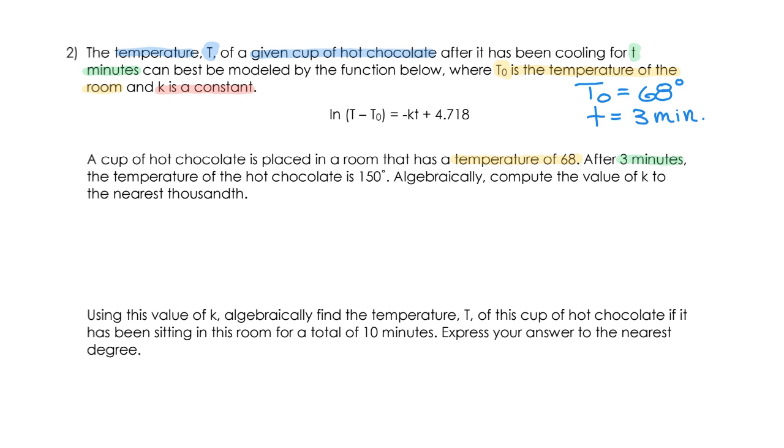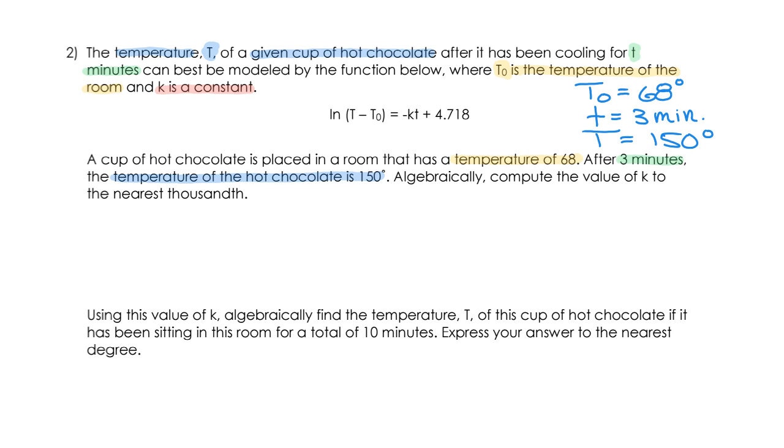Okay. And then they said the temperature of the hot chocolate is 150 degrees. So if we go back up, I believe that's the very first thing that they told us, that the temperature, capital T, of a given cup of hot chocolate. So the temperature of the hot chocolate is 150. So that's capital T. It's 150 degrees.